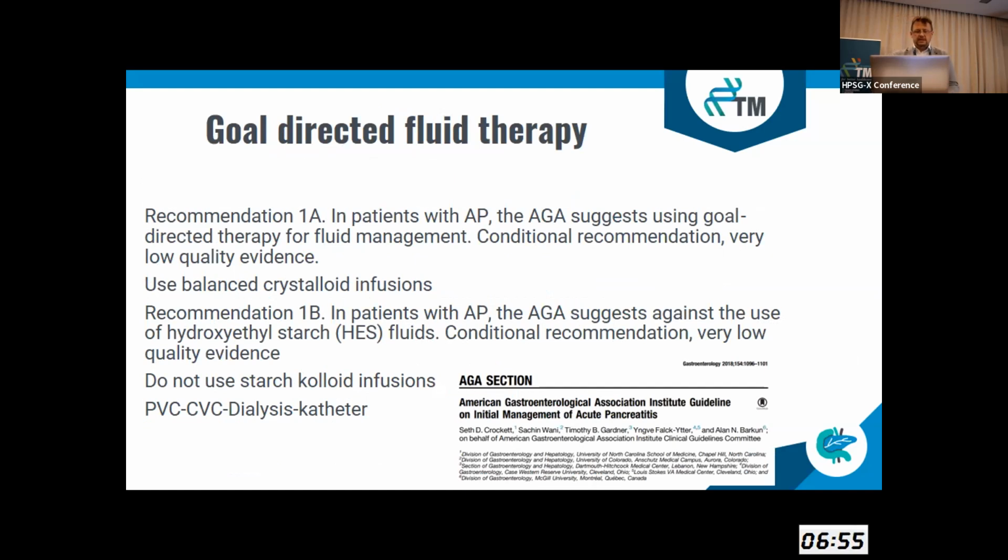The American Gastroenterological Association made a similar recommendation. They suggest goal-directed fluid therapy and balanced crystalloid usage, and they suggest against the use of hydroxyethyl starch infusions.